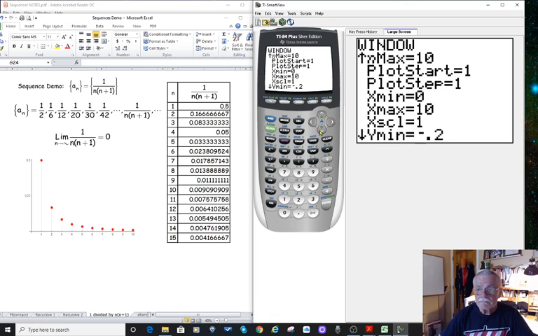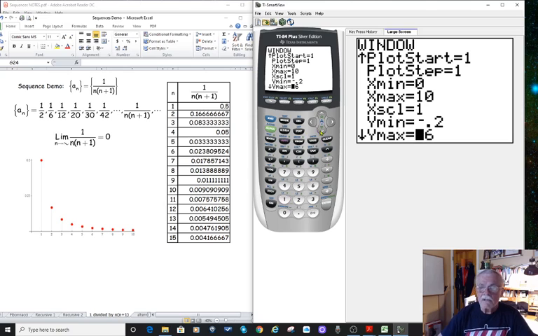Going down, y min and y max. Now, think of this as the y value. Y max is a half, but we know from experience that sometimes if we use trace or something along those lines, some message prints out and obscures some of our graph or our picture. So I'm going to go y max is 0.6.